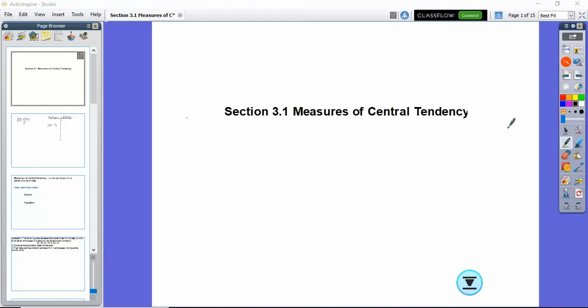Okay, so this next little piece, we are talking about what are referred to as measures of central tendency. And these are things that you have done before. So today should be basically a review from middle school. We're talking about measures of central tendency, which are your mean, median, and mode.